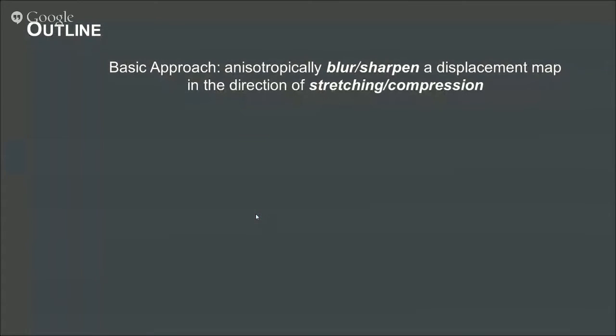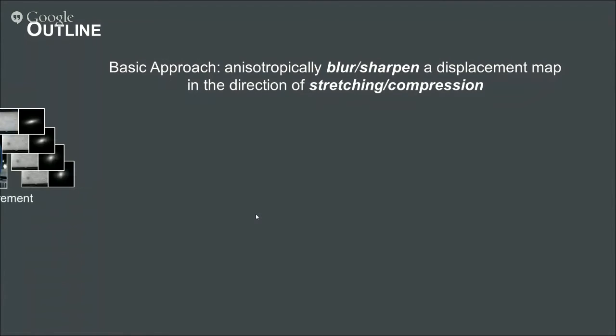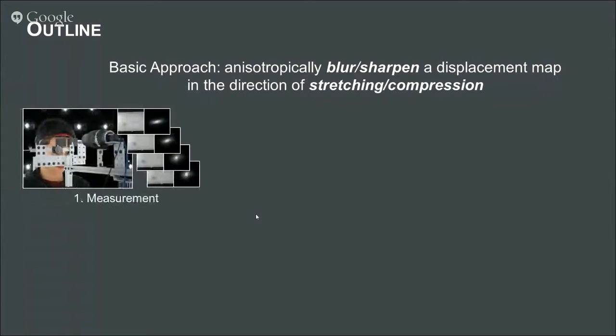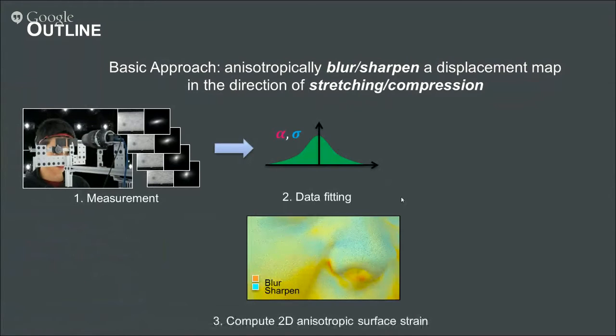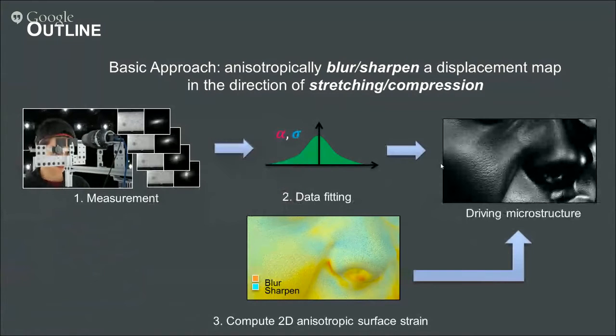So our basic approach is we approximate skin stretching and buckling by anisotropically blurring and sharpening displacement, and we do all this based on measurements. We first record the deforming skin patch sequence and analyze the change of the skin roughness with respect to the strain. Then, second, from the measurements, we fit a deformation model to the data to determine how much we should blur and sharpen under a specific amount of strain. And then third, given a new facial animation, we compute the local surface strain on the surface of the mesh, and from there we synthesize the dynamic surface microstructure. And this is the final result.